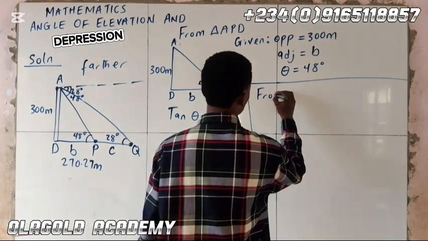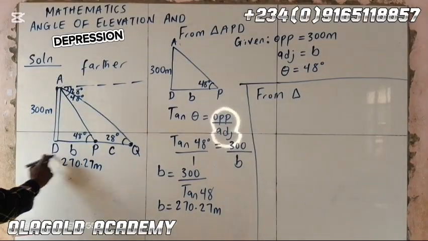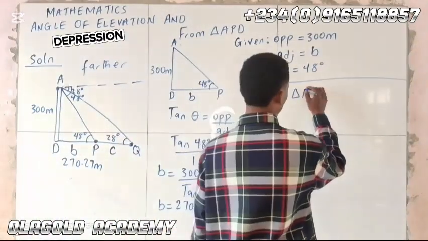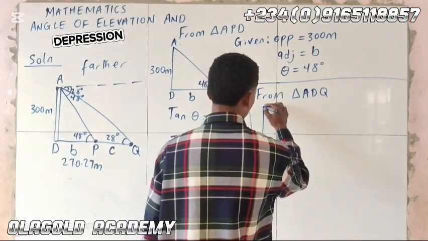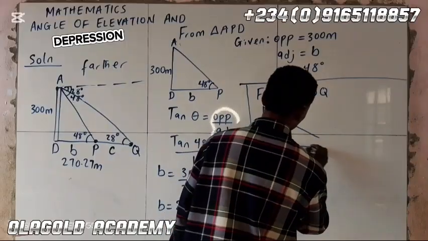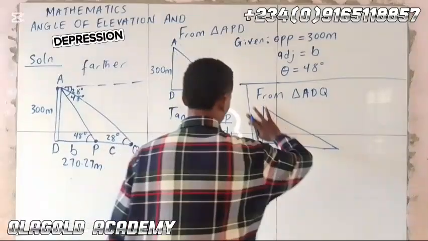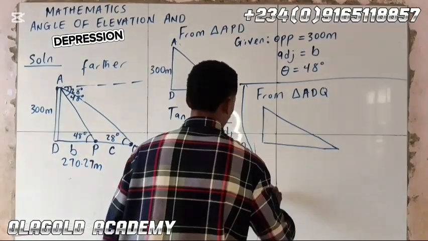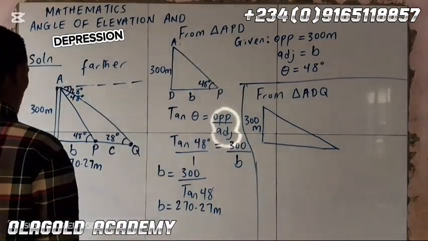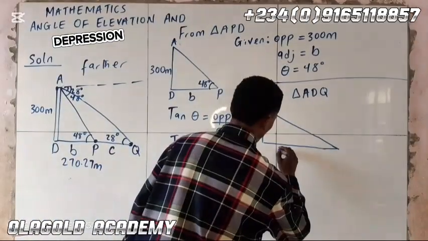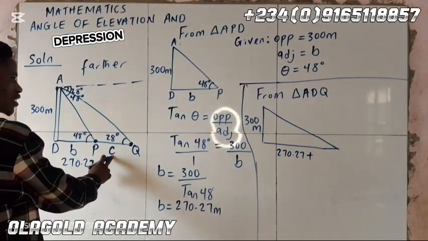From triangle ADQ, what will I have? I have this as my triangle now. Here is 300 meters, and this side here is 270.27 plus small letter c.